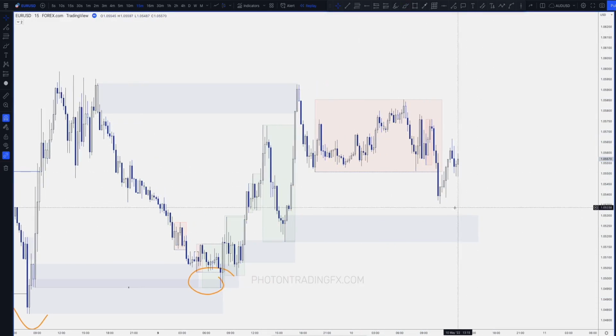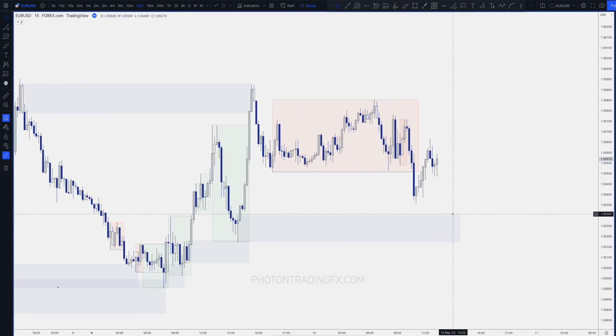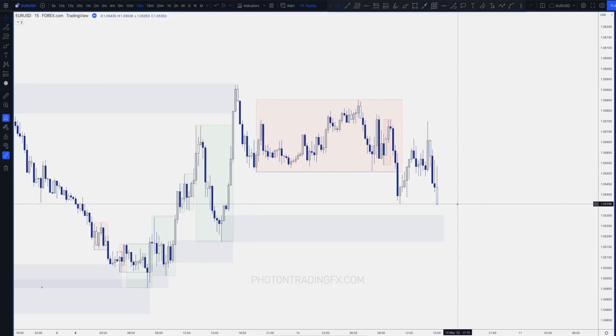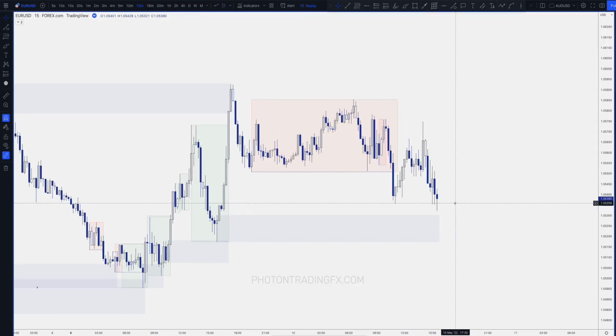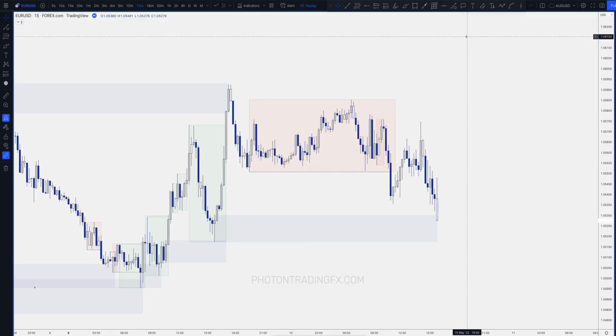So let's say we want to get long from here. We use the same concept as we did before to try and get our strike rate as high as possible. As soon as price comes down into here, we could look on the M1. Do we get a break there? Not yet. Now we do. That closes. No, it doesn't. But essentially, let's see how that goes.